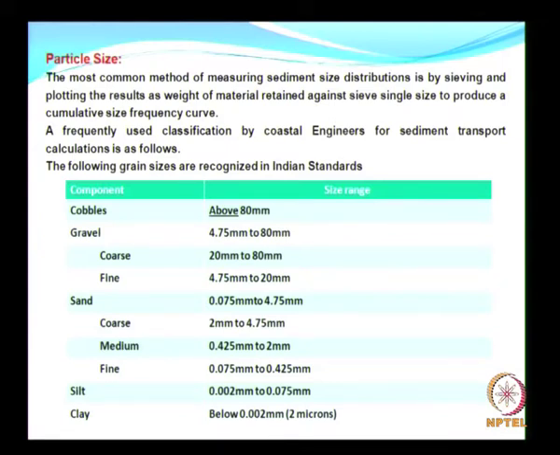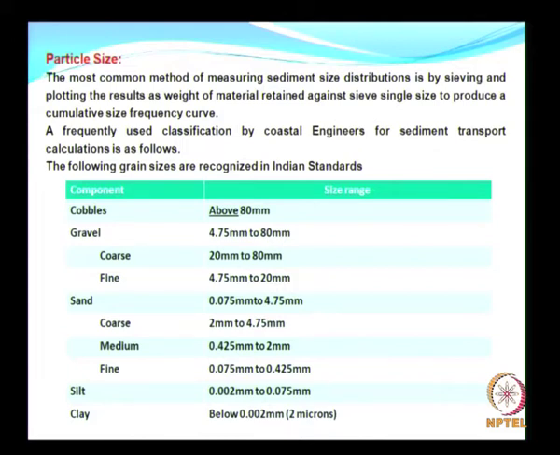So to begin with, we talk about particle size. The most common method of measuring sediment size distributions is by sieving and plotting the results by weight of material that is retained against a sieve size to produce a cumulative size frequency curve, which I will explain later.